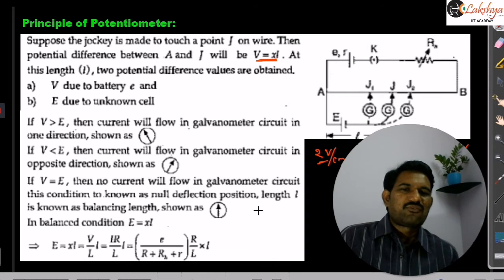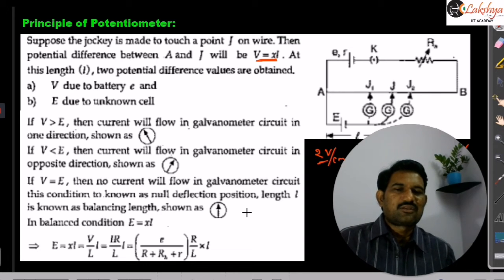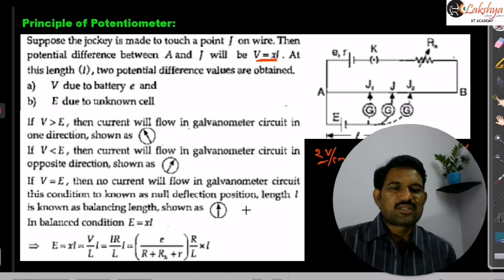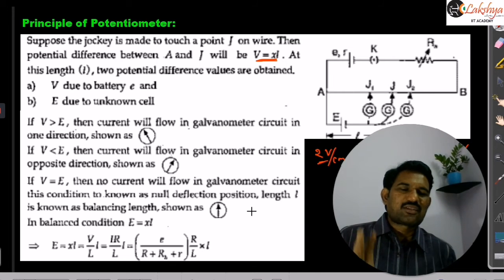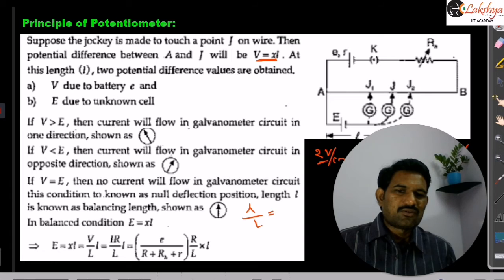If the potentiometer length is increased by keeping all the parameters constant, that means only the length of the potentiometer wire is increased by keeping all the parameters, including the cell in the primary circuit, the cell in the secondary circuit and all the resistors constant, then what we can write is this small l by capital L will be a constant value. This ratio will be a constant value.